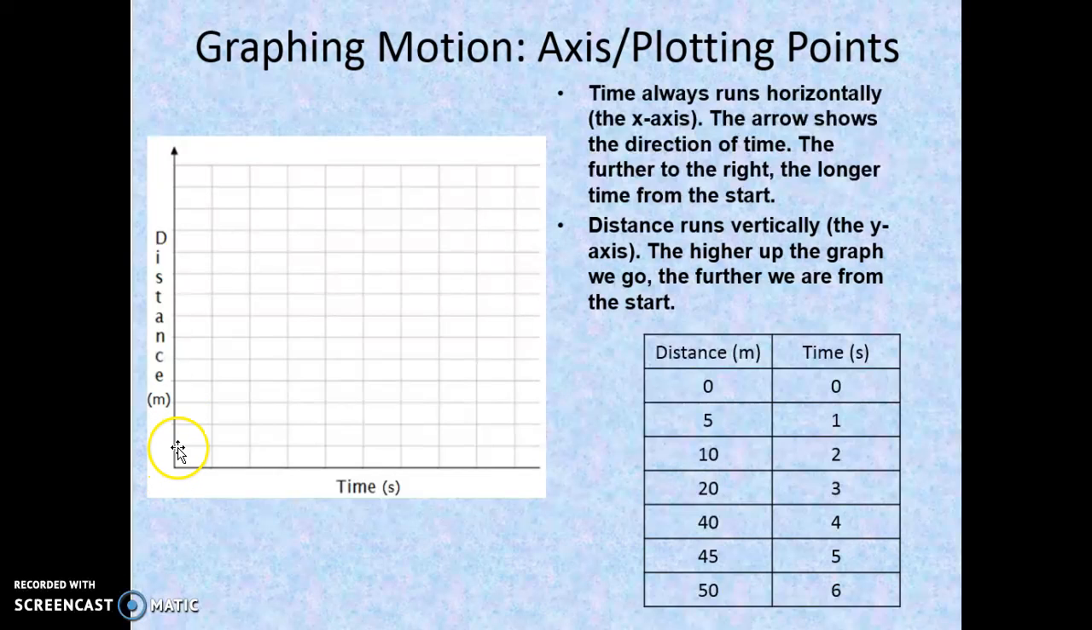So in this case, you could go by fives, you could go by ones if you had enough space, you could go by twos, you could go by whatever you want to make sure that you represent all the data that's in your table, but you need to go in an order that makes sense.